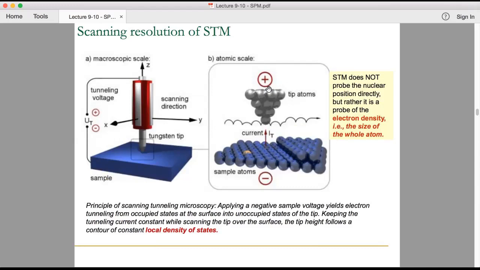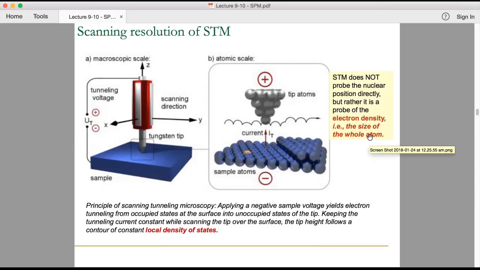But in this case, the positive field is given to the tip. That means you have created space here, so the electrons will flow the other way, and that means the current is generated from the sample towards the tip.